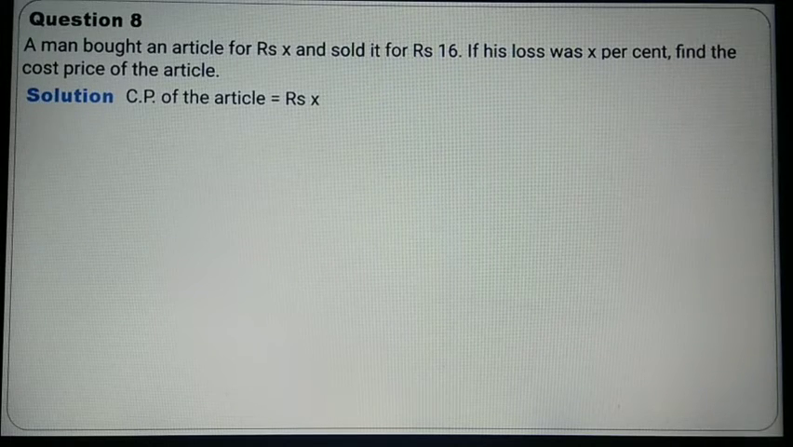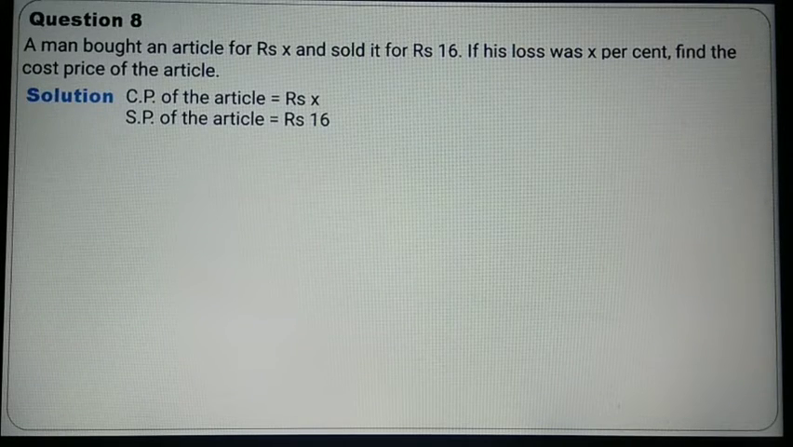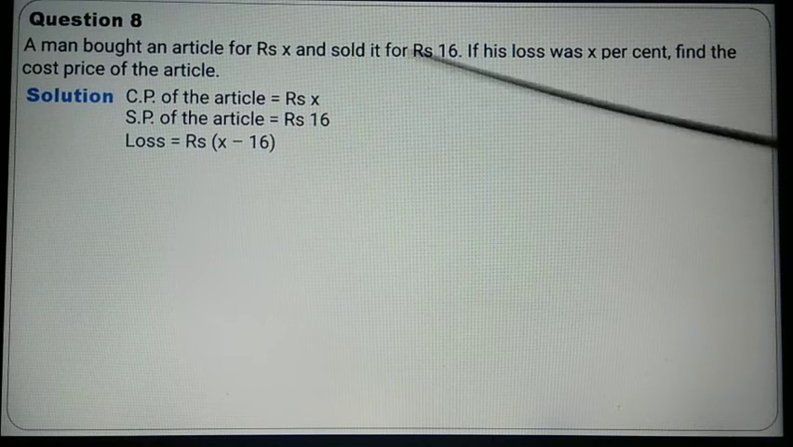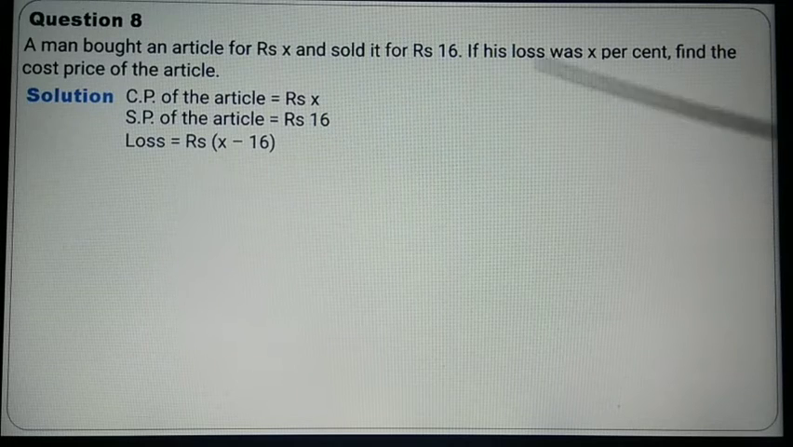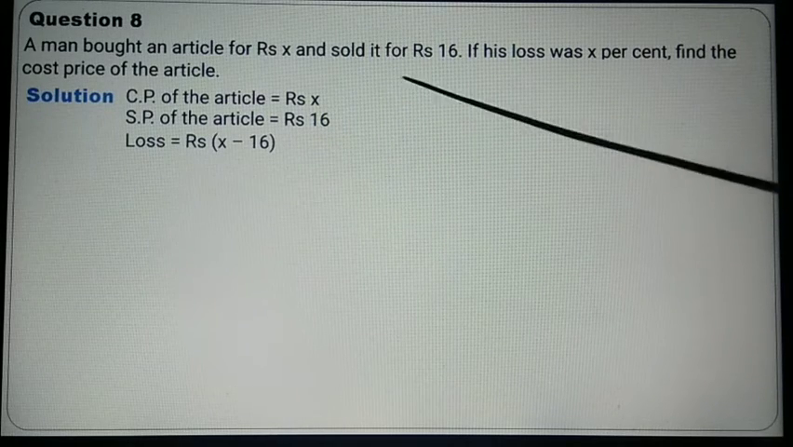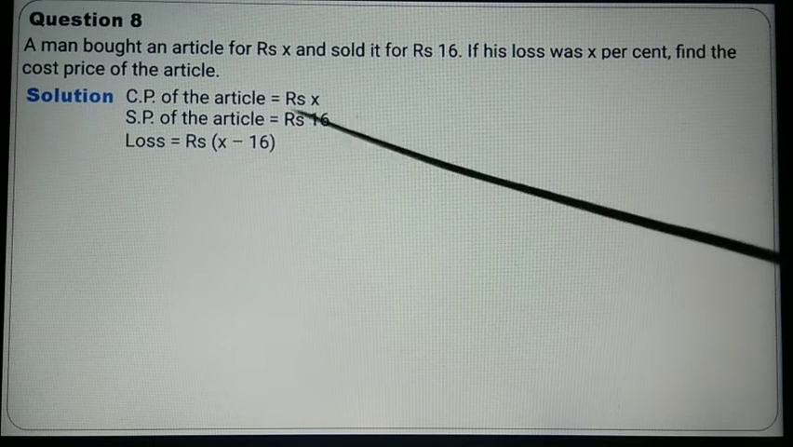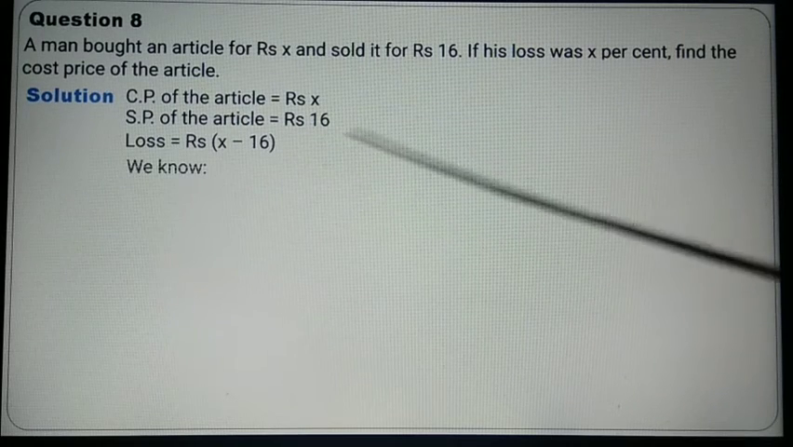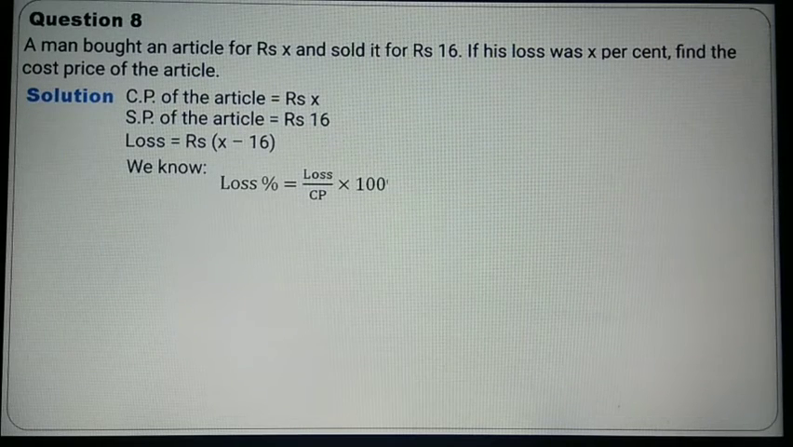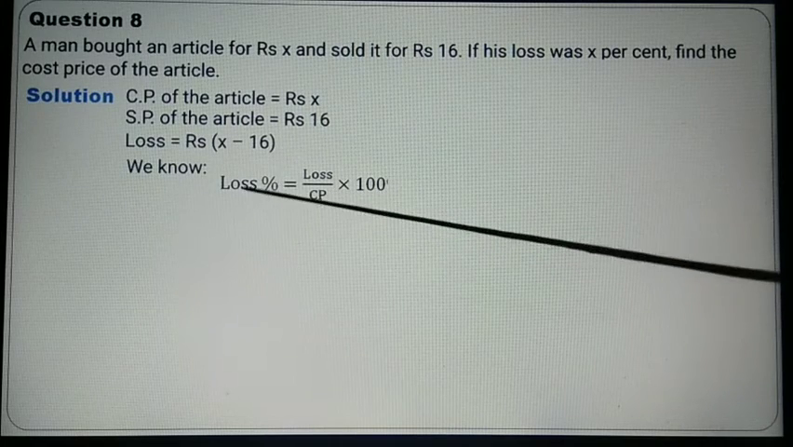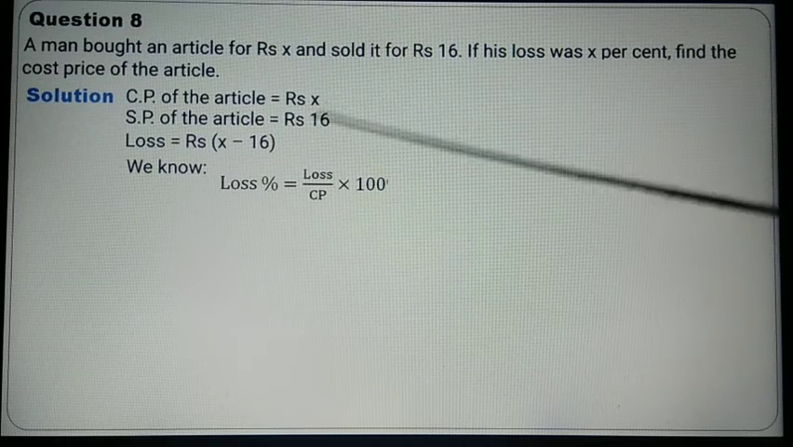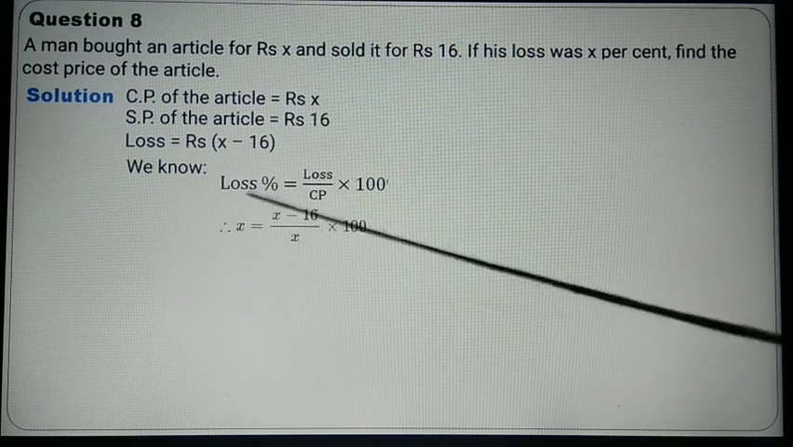So let's begin. Let the cost price be rupees X, it is already given. Selling price is also given to be 16 and loss percent is also given to be X%. Since it is a loss, loss will be calculated by CP minus SP, right? That is the formula. And what is CP? CP is X, and what is SP? SP is 16. So my loss is X minus 16. And we know that loss percent is calculated using this formula. Now what is the value of loss percent? It is given to be X. What is loss? Loss is X minus 16. What is CP? CP is X, and we'll put the values in order to get this one.